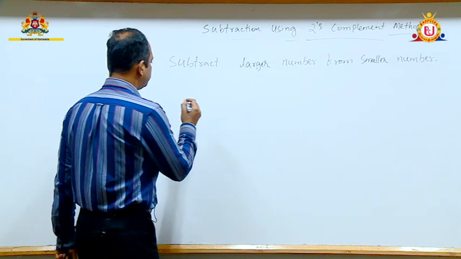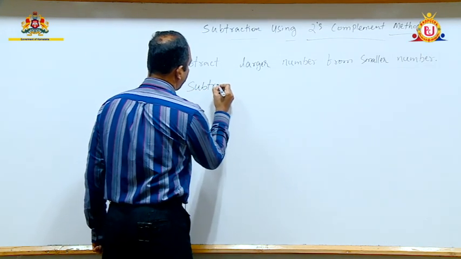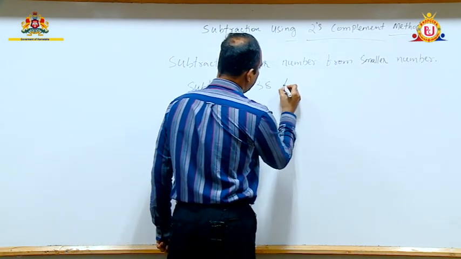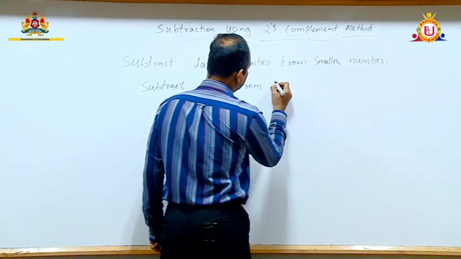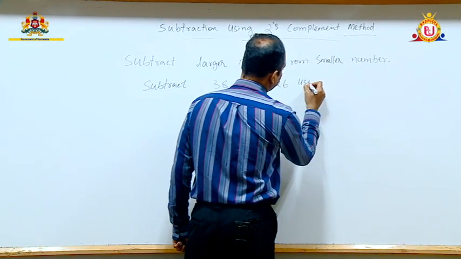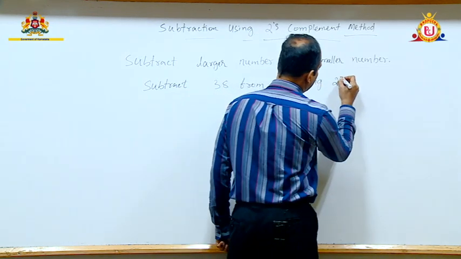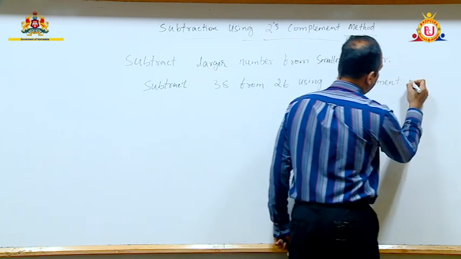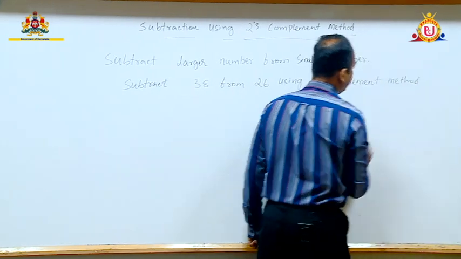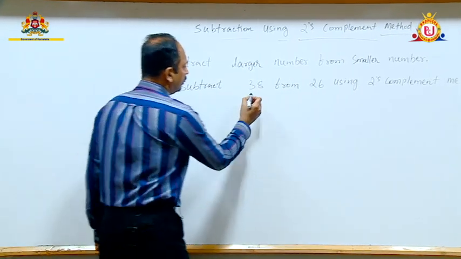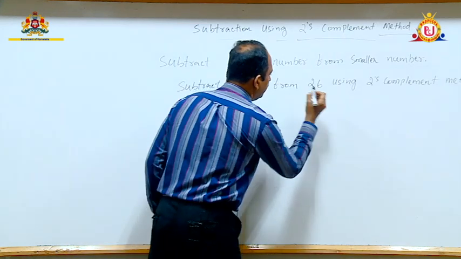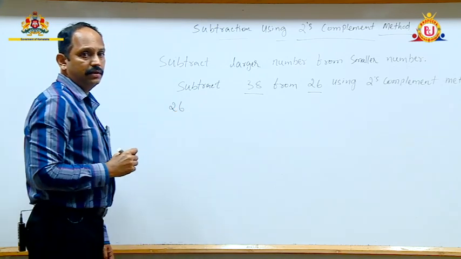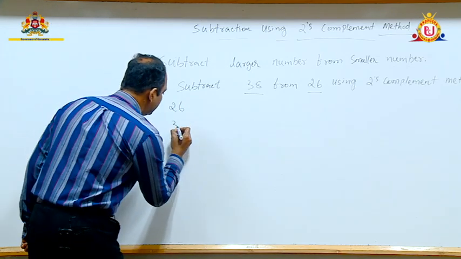Take an example. Subtract 38 from 26 using the 2's complement method. So 38 from 26. So the 26 should be written at the top of 38.